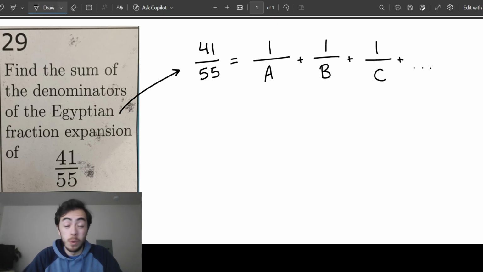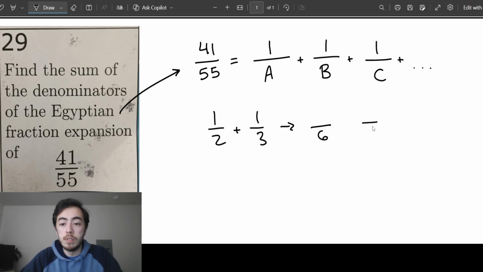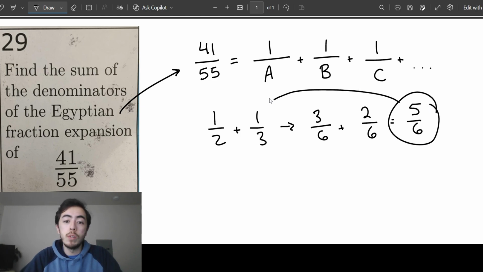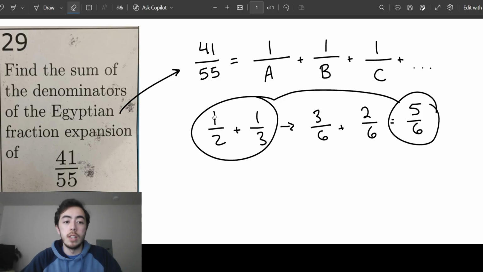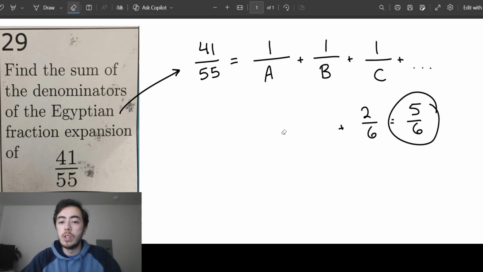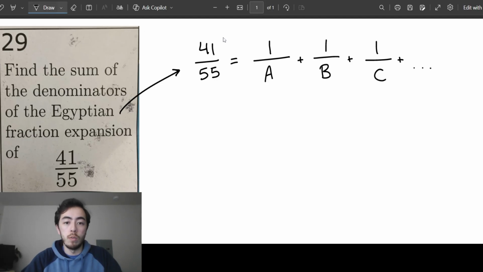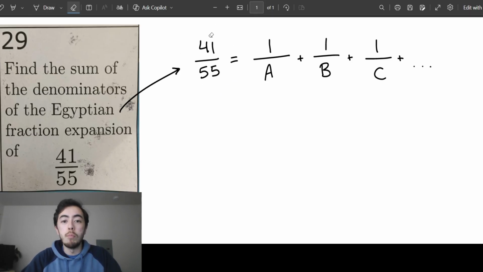I've never thought of this before, so I had to look up a few strategies. One thing I want to share though is just to see what happens if we start over here and get something on the left. For example, we could try adding 1/2 and 1/3. That would be a totally valid Egyptian fraction expansion. To do this, I would find a common denominator of 6. I would get the correct numerators, and then now I have 5/6. So if we started with 5/6, then we could go back to 1/2 plus 1/3 to get an Egyptian fraction expansion.